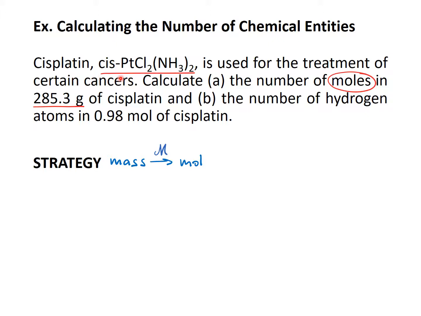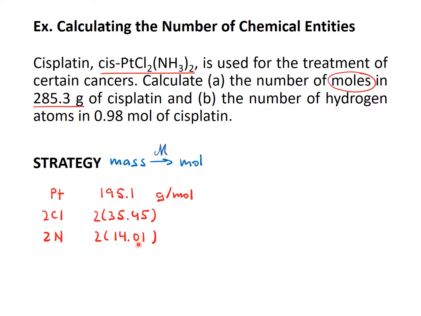Using the molar masses for these elements, we can calculate the molar mass of cisplatin from the chemical formula. We have one platinum, which has a molar mass of 195.1 grams per mole. We have two chlorines, which have a molar mass of 35.45 grams per mole. We have two nitrogens, which have a molar mass of 14.01 grams per mole. And we have 3 times 2, which gives us 6 hydrogens, which each have a molar mass of 1.008 grams per mole. Adding these up, we have a molar mass of 300.06 grams per mole for cisplatin.